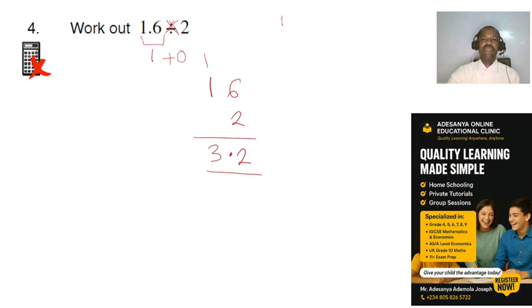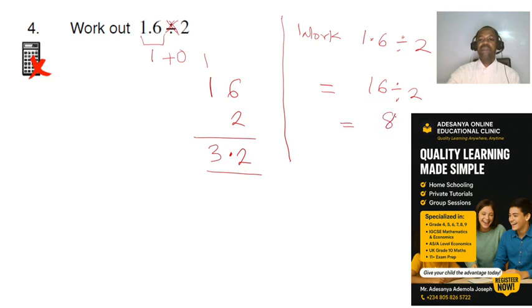Alright, now there is something I also want to do. Let's assume that we are asked to work out 1.6 divided by 2. So what are we going to do? Same thing that we did here. We'll still assume that we only have 16, and then you divide it by 2. If I do that, of course, that will just give me 8.